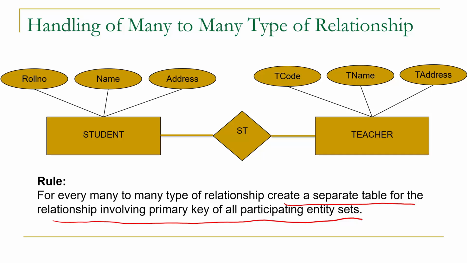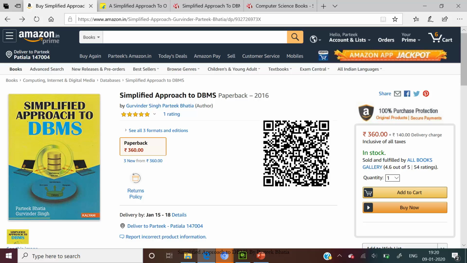So it means that we have to create a separate table for this relationship ST by involving the primary key of participating entity sets, that will be roll number and teacher code. So this is all about the handling of many-to-many type of relationships in ER diagram to tables.